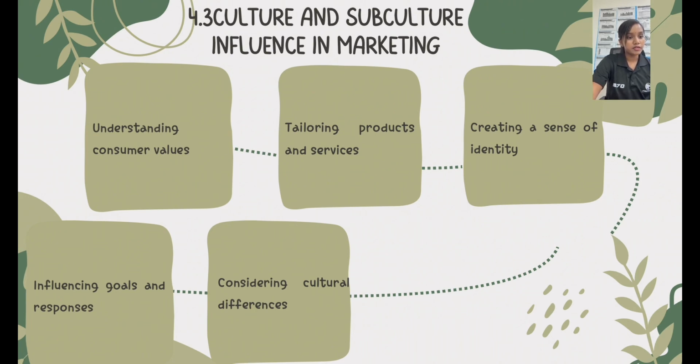The fourth one is influencing goals and responses. Culture can shape consumers' goals and how they respond to prices. Last one is considering cultural differences. Cultural differences such as individualism versus collectivism can also influence consumer behavior.